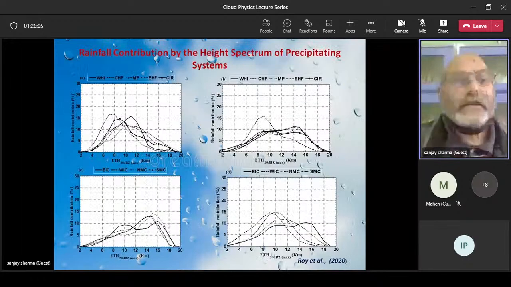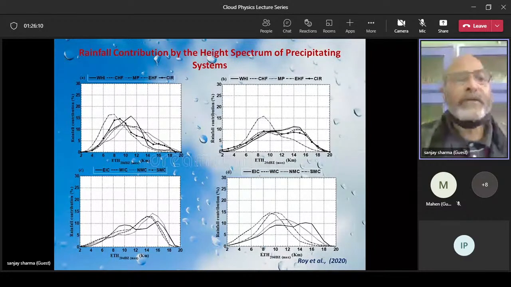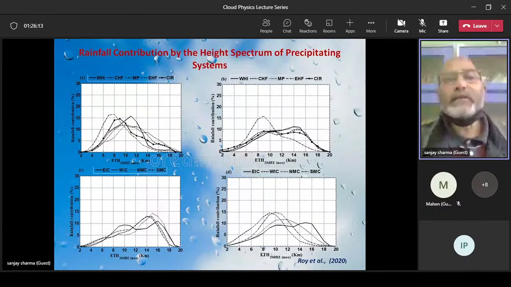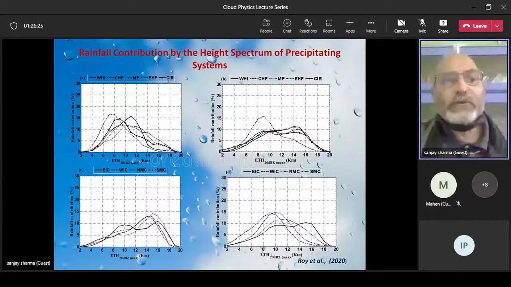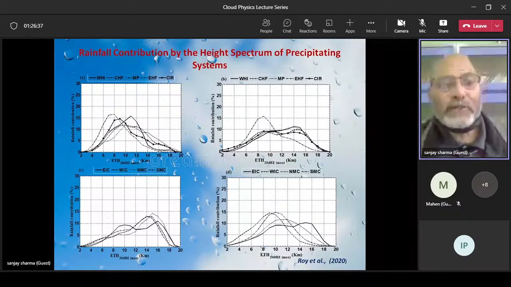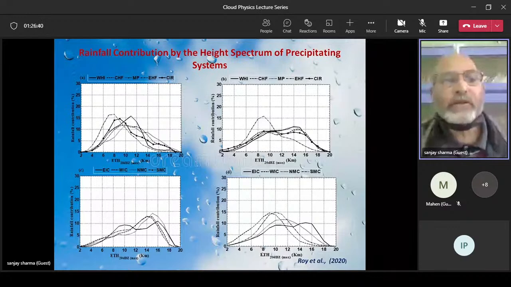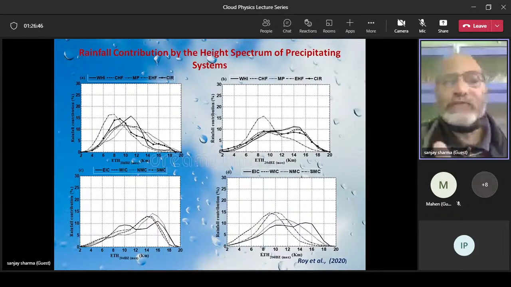Another important plot we have provided here is the rainfall contribution by the height spectrum of precipitating systems. Of course, here it was shown for different regions, but I will take only two regions related to our study region of eastern and northeastern parts. In the upper panels, EHF, the Eastern Himalayan foothill, which is basically part of northeastern India, is given by the dash.